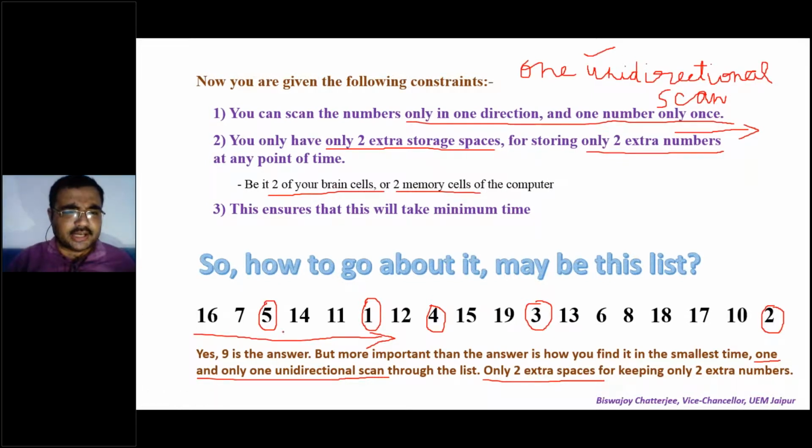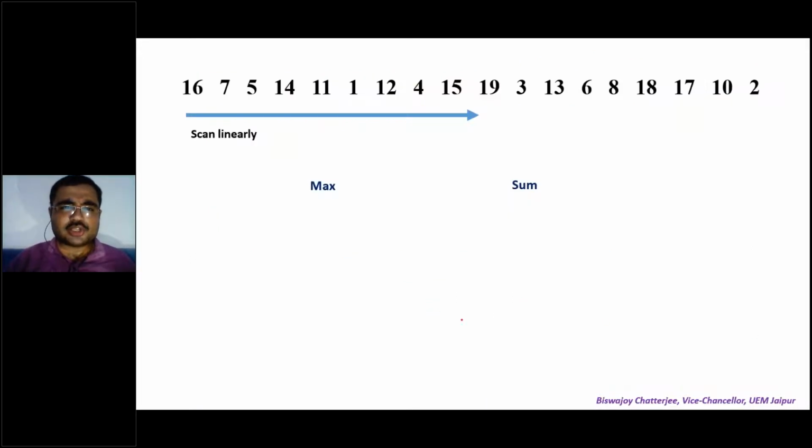Only one scan, and tell me, say 16, 7. How, by only scanning the list once, do you tell me that 9 is absent in this list? See how to do it. The 2 extra spaces I was talking about, one is this max, the other is the sum. At any point of time, when I'm scanning the list, I will put the maximum found till now in the max variable and the sum of the numbers till now in the sum variable.